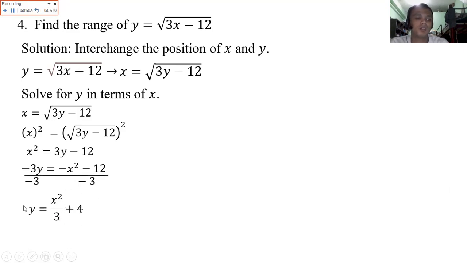Now, sir, may fractional form dyan eh. Okay lang, as long as na yung denominator natin, number lang. Pero once na magkaroon ng variable dito, ng x, susundin natin yung example number 3 na rules. Okay. But this time, since 3 lang yan, automatic, yung range natin is an element of real number. Okay?